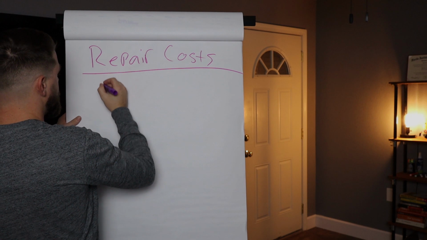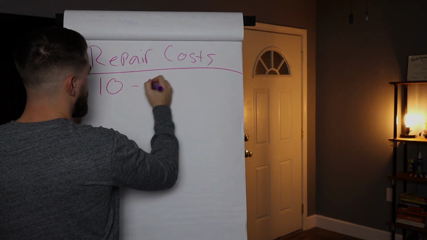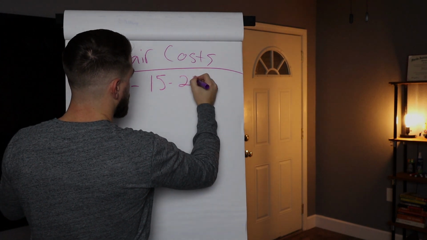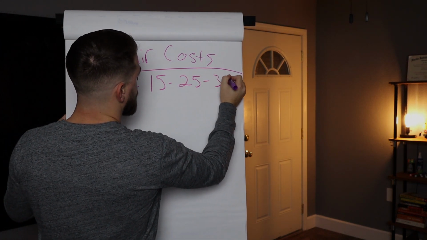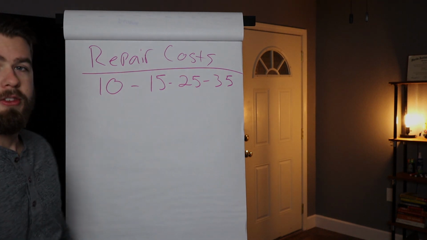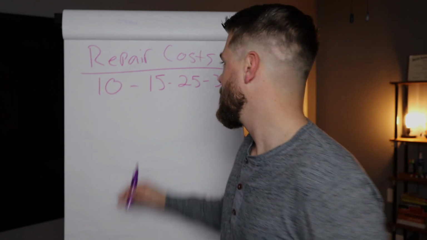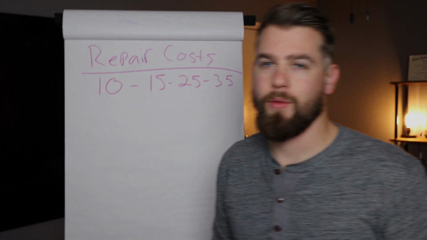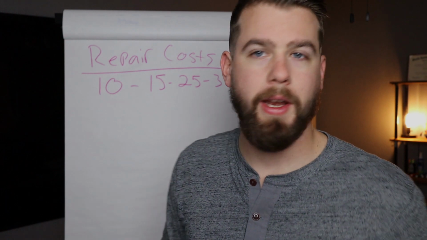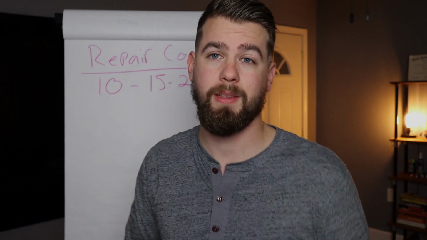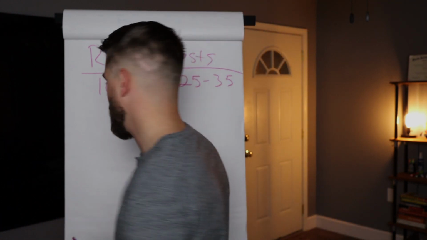We're gonna do 10, 15, 25, 35. It doesn't really matter. You can create whichever grouping you want, and I'll explain that in a minute. I'm just going to explain how to use the groupings, then we'll get into how to create those groupings for quick estimates and then more detailed estimates, okay?